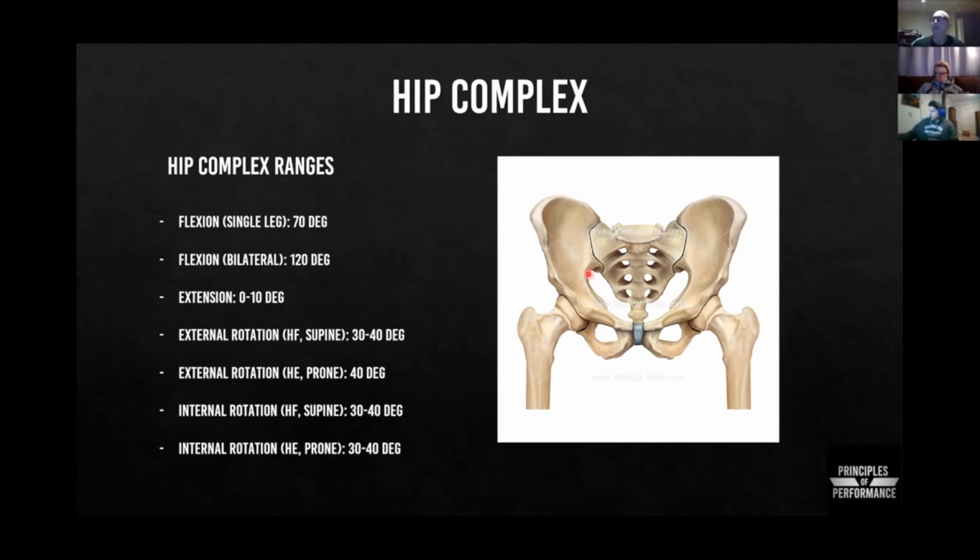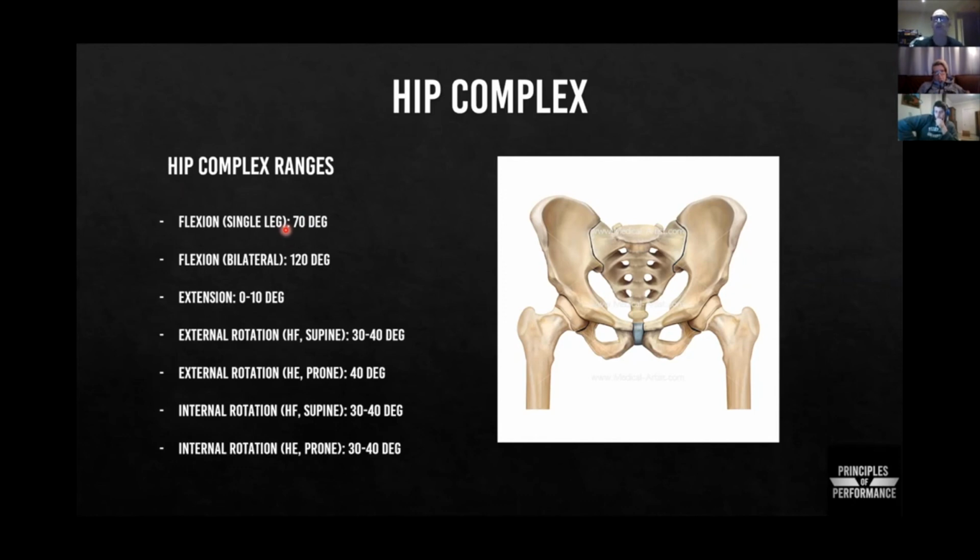As this complex is the last stop before the pillar, it's a great investment within a program to ensure ranges of motion are known, measured, and managed throughout a program. Let's go through them. Hip complex ranges. Flexion with a single leg. We're looking for 70 degrees minimum. So that's an active straight leg raise, 70 degrees minimum before non-moving parts start moving.